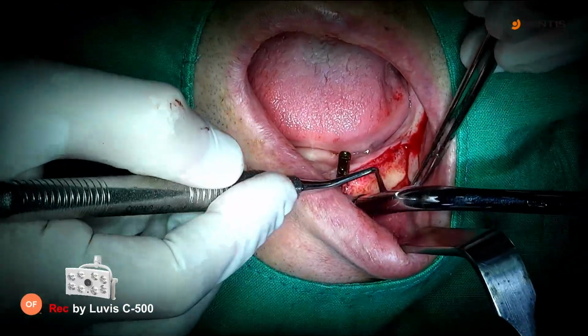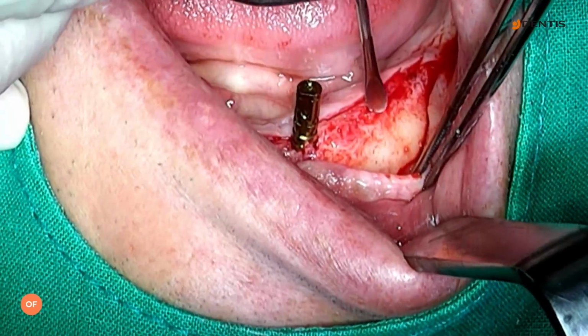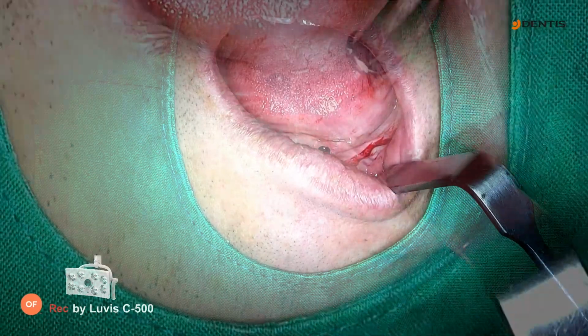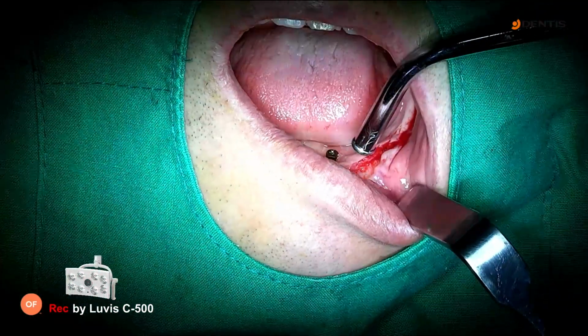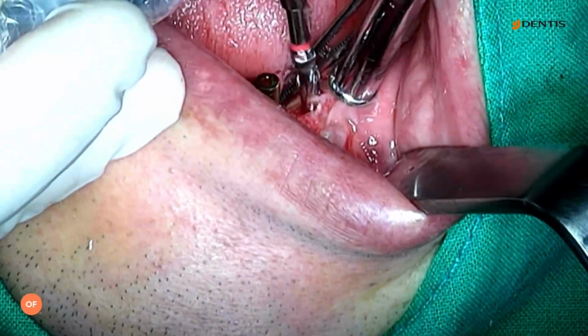Okay, this is the second mental foramen. So this is the first premolar area. So I'll drill here. Also, I will apply the 10 millimeter drilling in the first premolar area. This area.